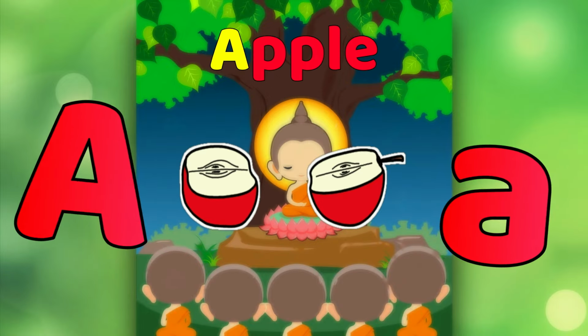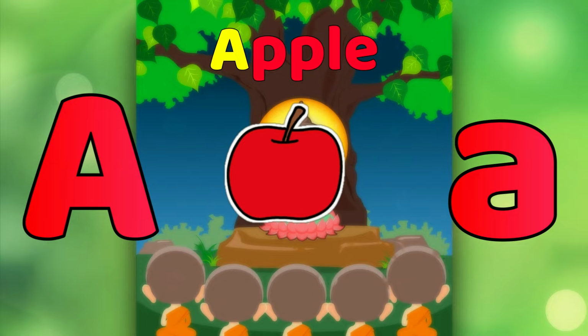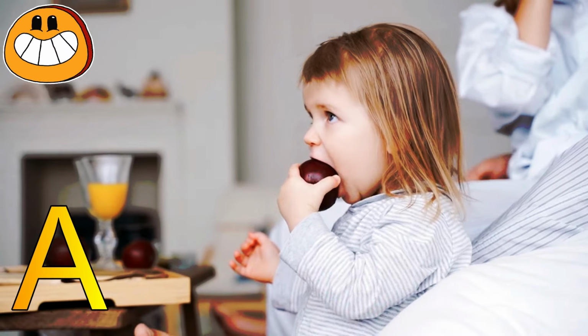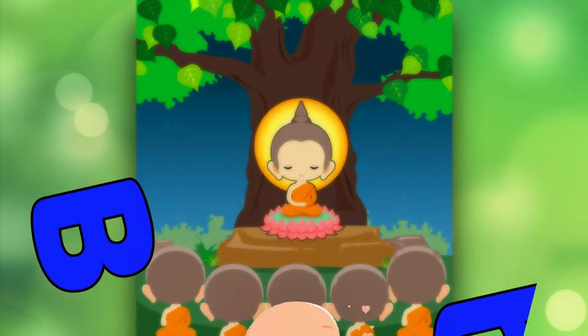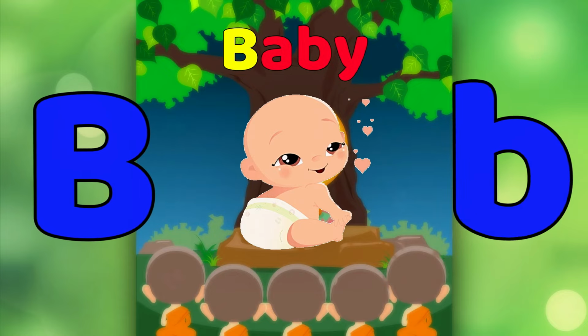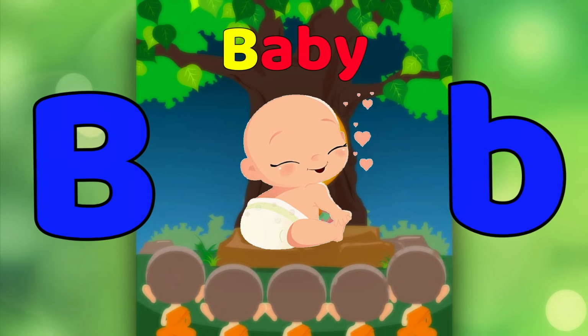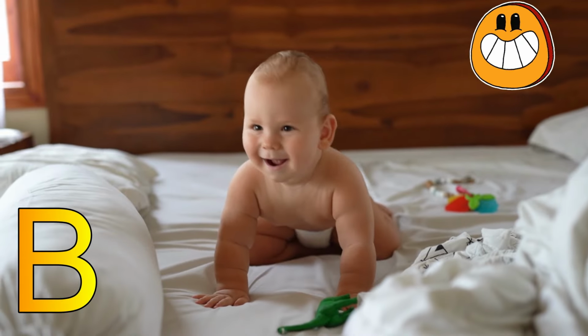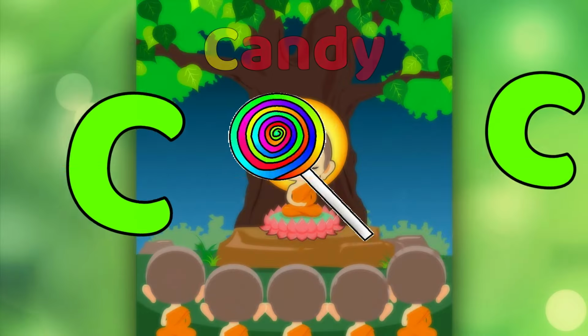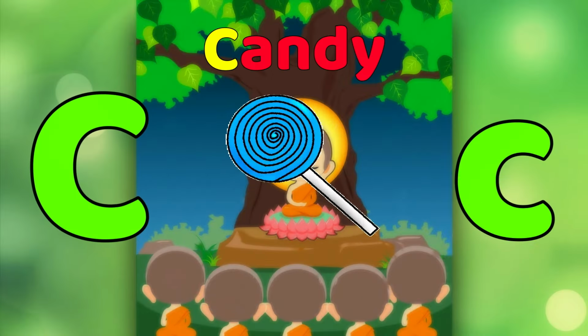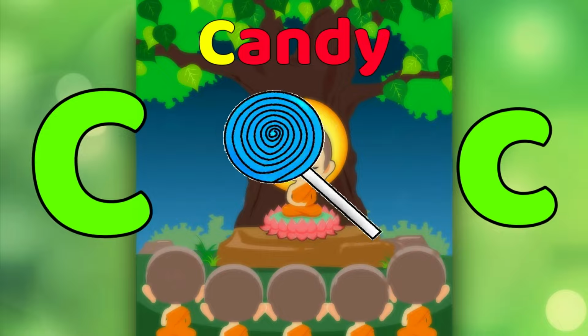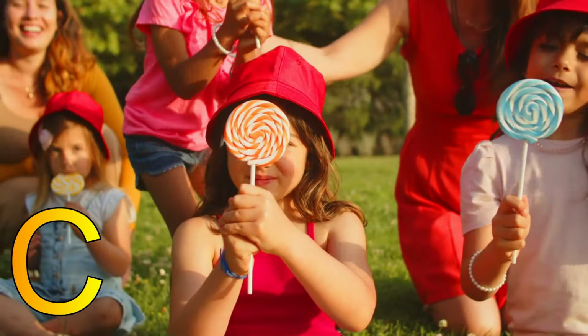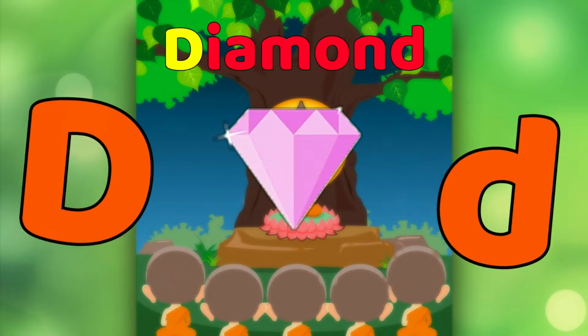A is for apple, a, apple. A, apple. B is for baby, b, b, baby. B, baby. C is for candy, c, c, candy. C, candy. D is for diamond.